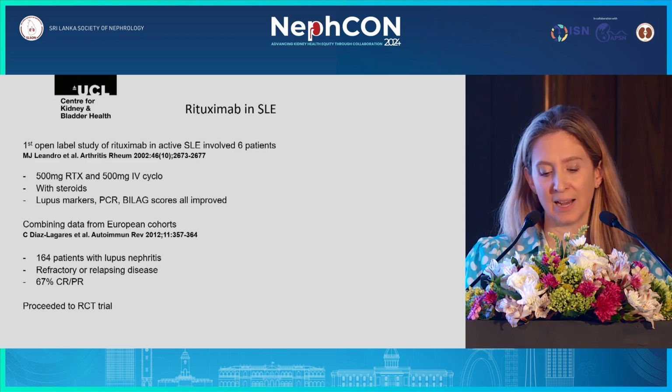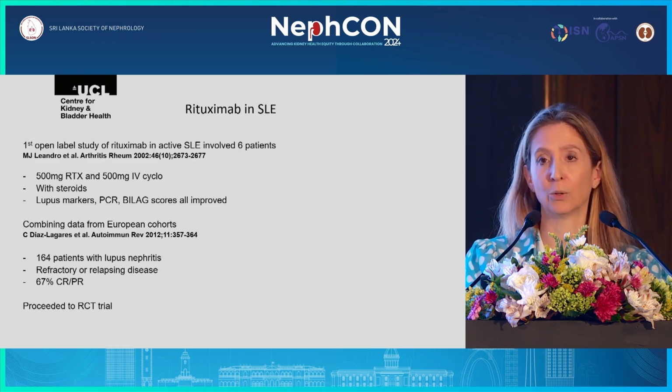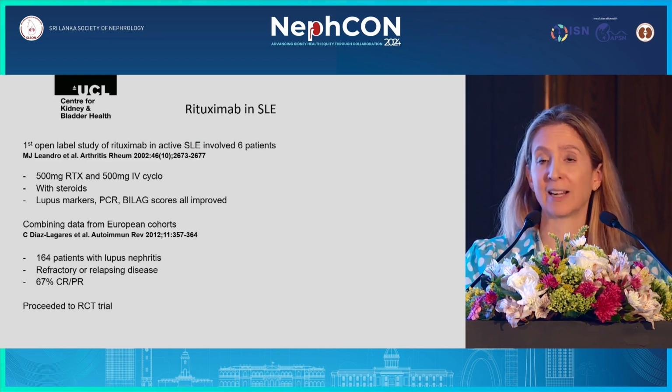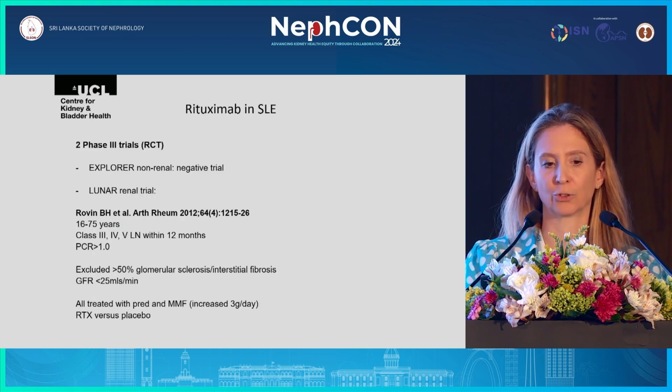The next landmark paper to mention combined all the data from European cohorts, which included 164 patients with lupus nephritis with refractory or relapsing disease, and 2/3 of patients had a response to rituximab. This really laid the foundation for going on to a randomized controlled trial, which unfortunately were disappointing.